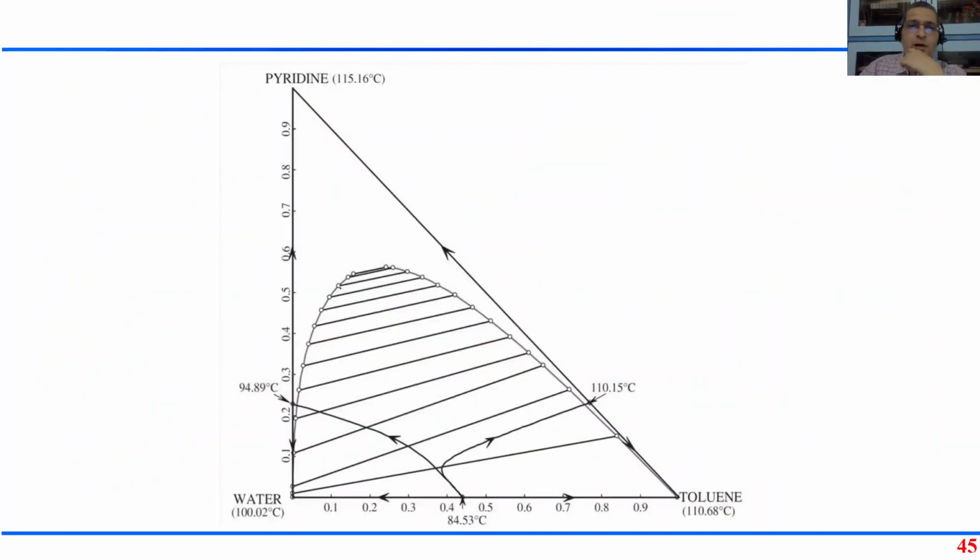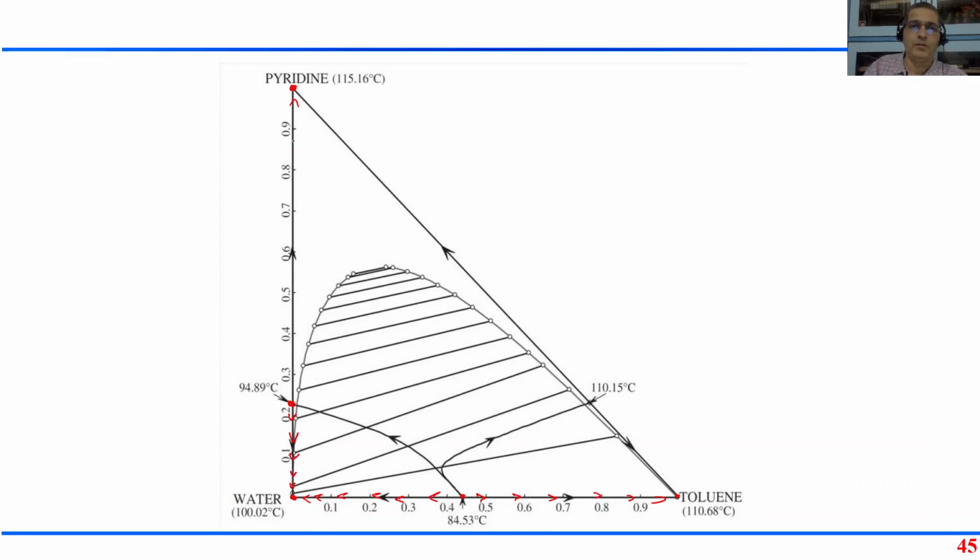Okay, so here is how the residue curve map will look. Pyridine, pure component; water, pure component is here; toluene. Toluene and water form an azeotrope here. This is a minimum boiling azeotrope. So the residue curves are all pointing away from the azeotrope towards water and towards toluene. Pyridine and water again form a minimum boiling azeotrope here. The residue curves are pointing away.